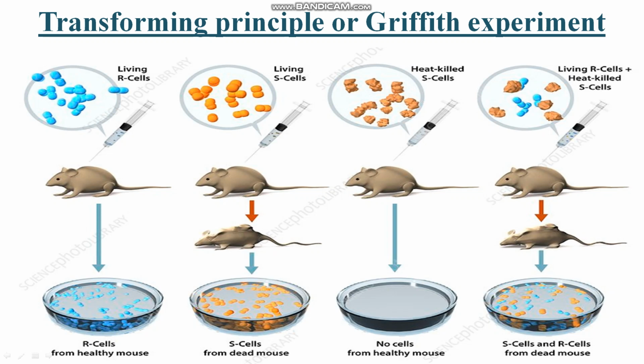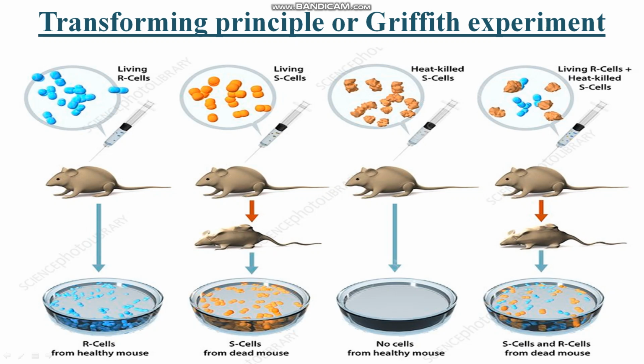What happened in the third case? He killed S cells, smooth cells of bacteria, by heat. The heat-killed smooth bacteria are injected into the mouse. What happened? The mouse is healthy, no problem. The bacteria are killed, that's why there is no problem, the mouse is okay. But no bacteria are found in the healthy mouse.